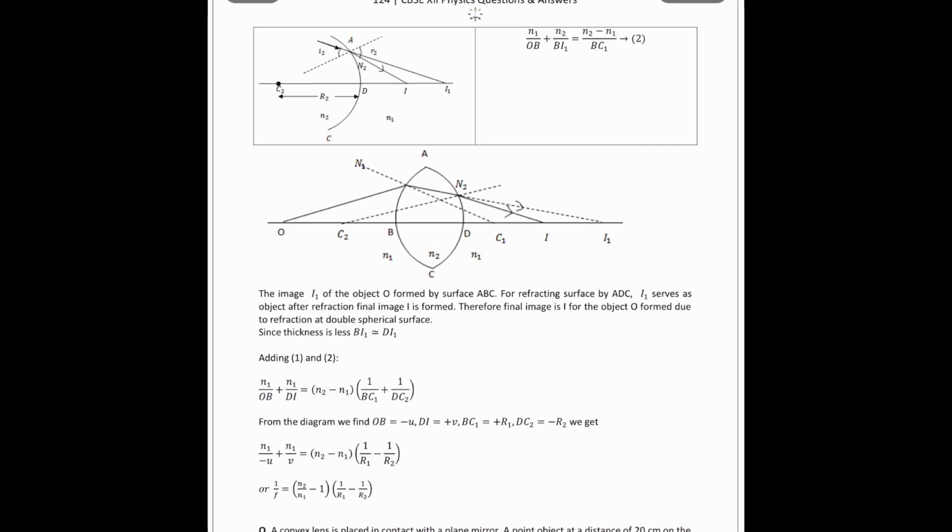So finally this is our 1 by F is N2 by N1 minus 1, times 1 by R1 minus 1 by R2. This is the lens maker formula. Okay, so take this. Now there is a lecture on the lens maker formula. You can also go through this, how it is derived. Next question.